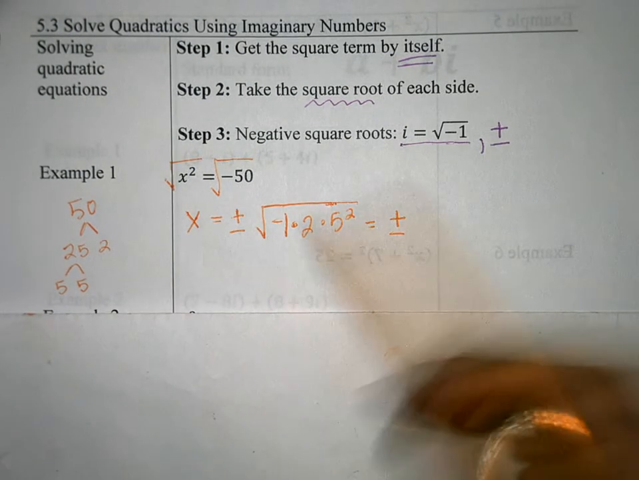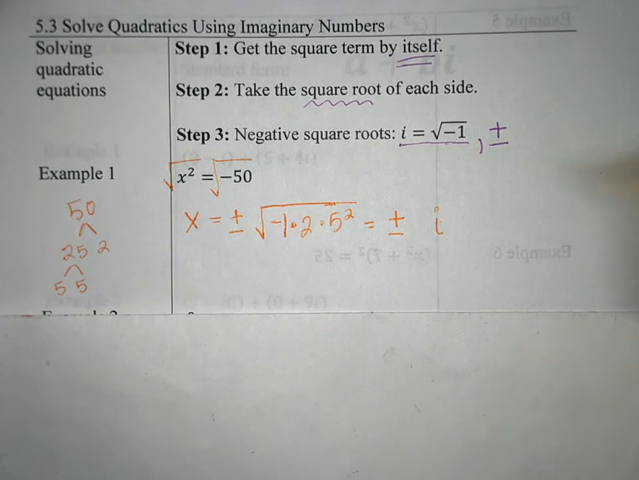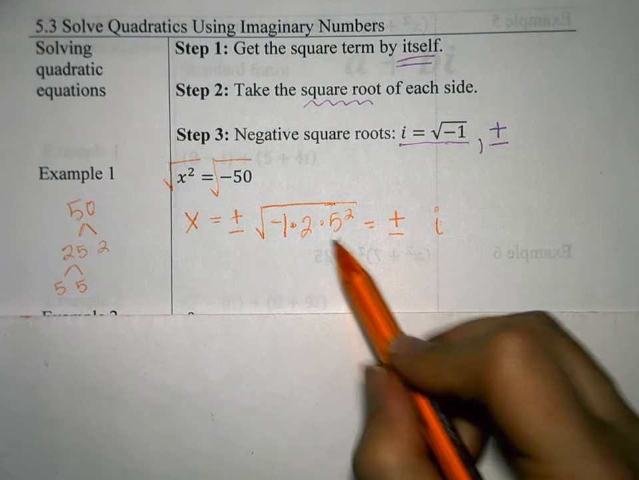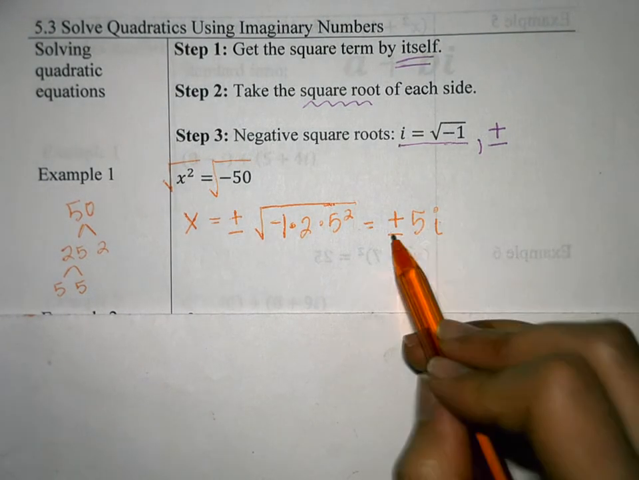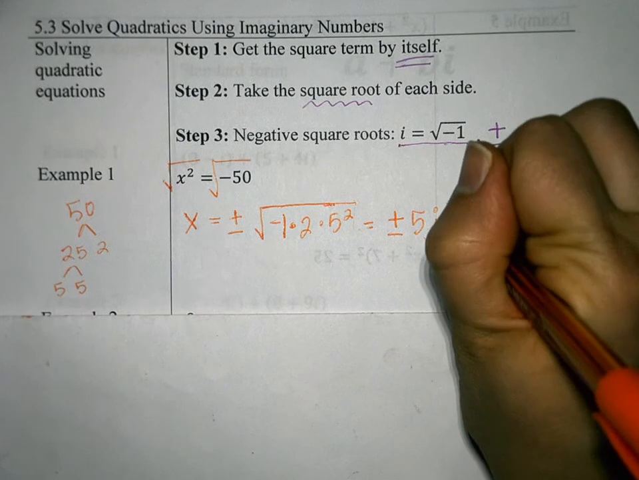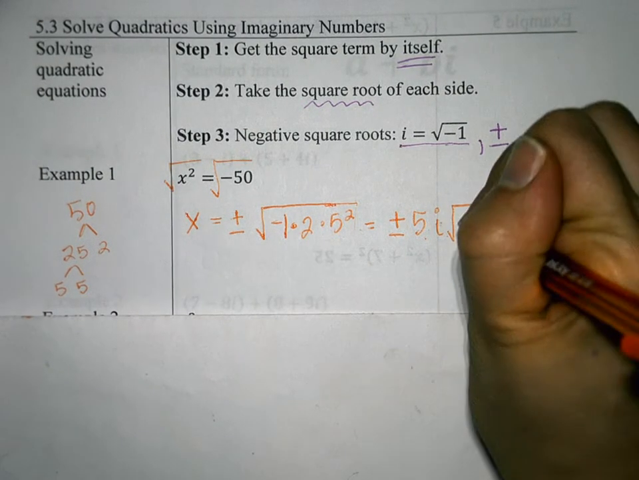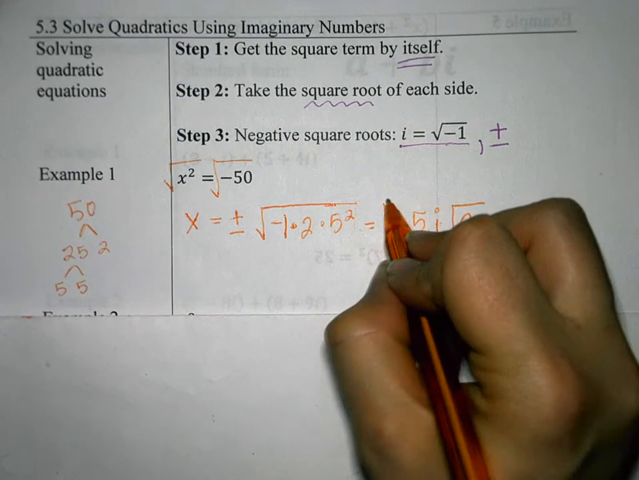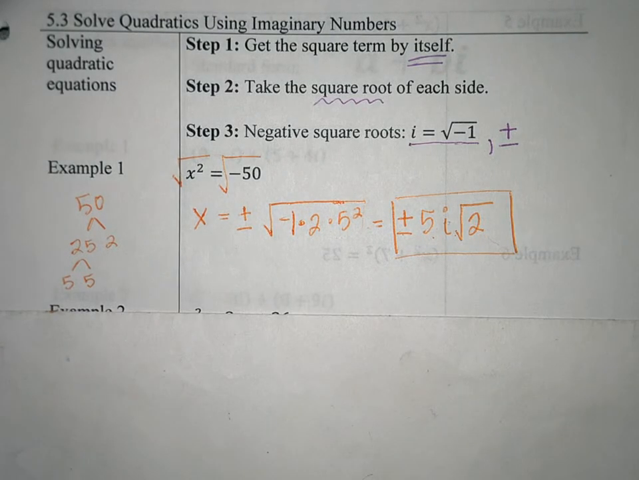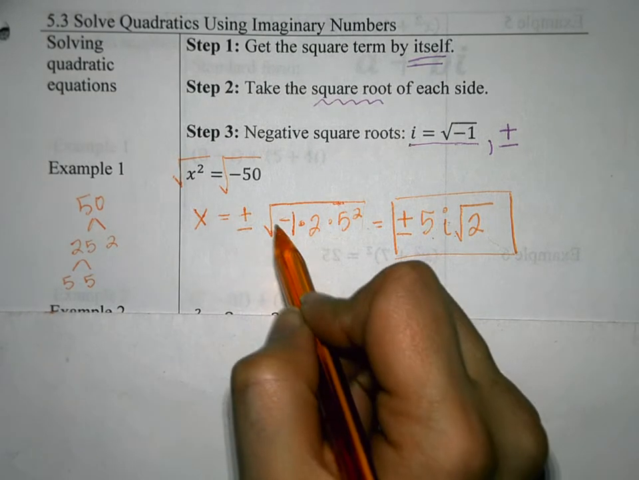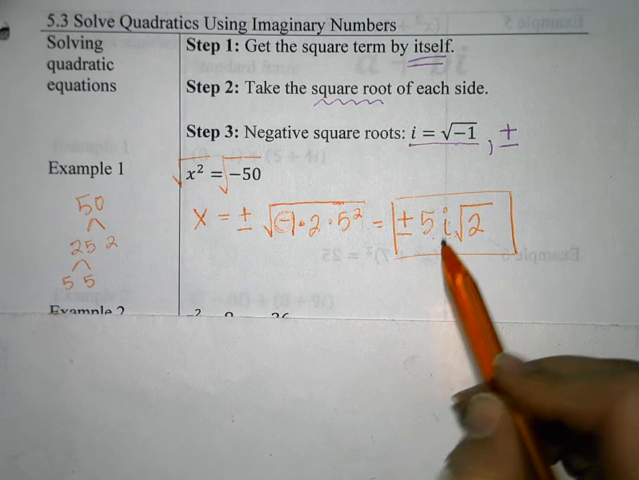The square root of -1 means that I have an i in my answer. And I can take the square root of 5 squared. That's going to give me 5. So I have plus or minus 5i, square root 2 is left over. And that's your answer. So it's pretty much exactly the same as the end of 5.1, but this time, if there's a negative in it, we have to pull out an i as well.